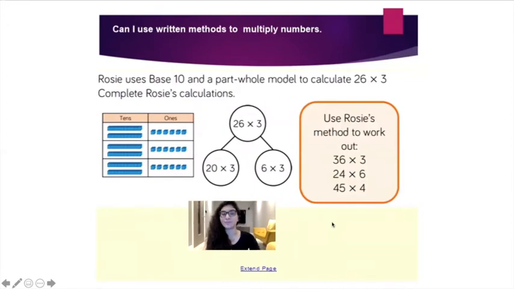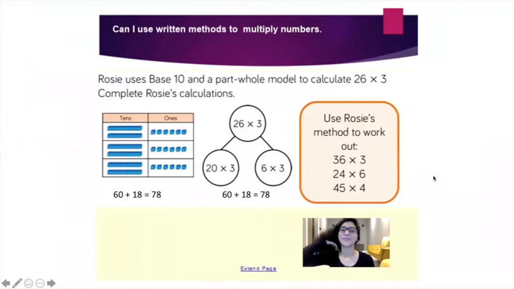Next question. Rosie uses base 10 and a part-whole model to calculate 26 times 3. Complete Rosie's calculations. So pause this video and have a go to see if you can complete the calculations. Welcome back. So let's have a look at the base 10 model first.